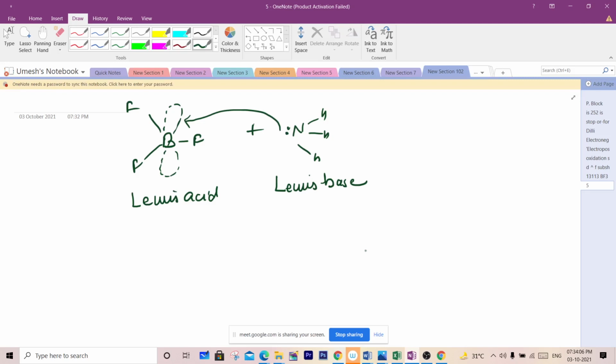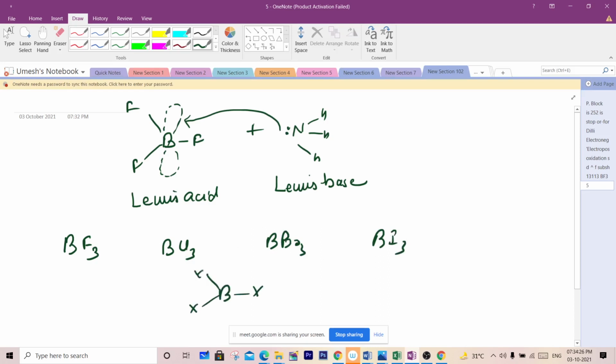Understood? Yes. So my question is, if you have BF3, BCl3, BBr3 or BI3, all of them have the same type of structure. X means here fluorine, chlorine, or bromine. Among these, which is the strongest acid, or you have to arrange them in the increasing order of the acidic character? Can you do it?